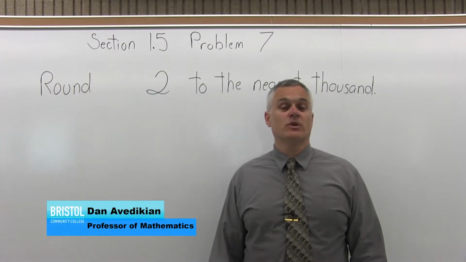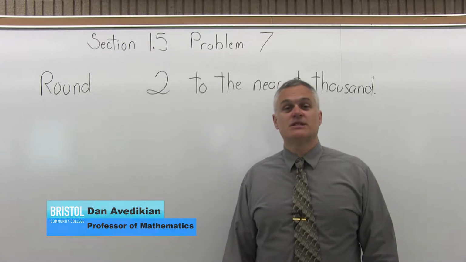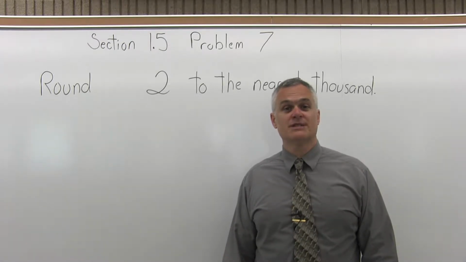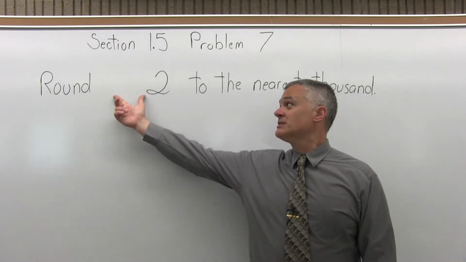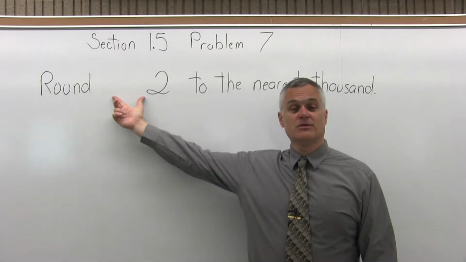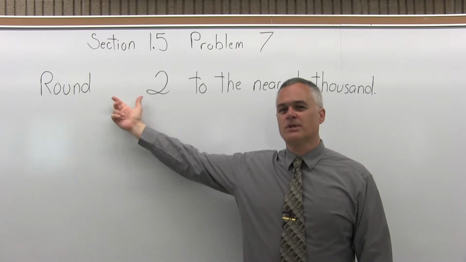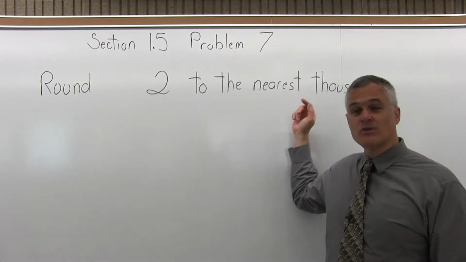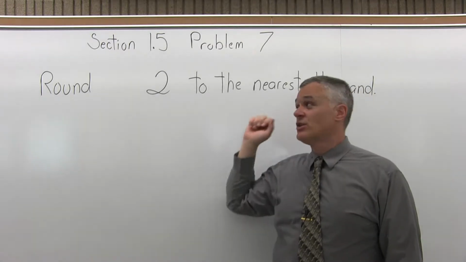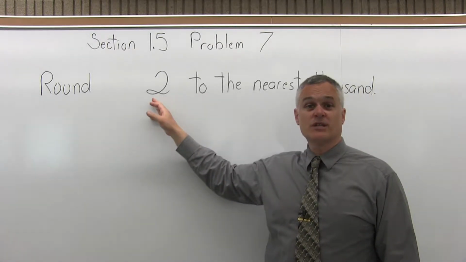This is Section 1.5, Problem 7. It says round 2 to the nearest thousand. Now you may notice that there's a big space left between the word round and the number 2. That's not on purpose when I wrote this out. So 2 to the nearest thousand. Well, there is no thousand digit written. So what we usually do first is identify the position to be rounded.